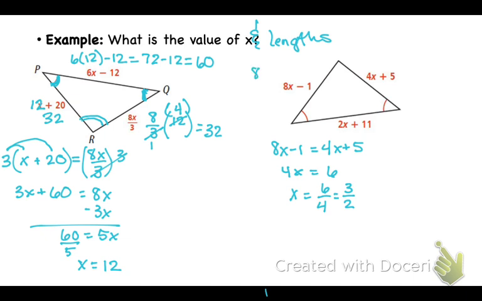So I'm going to have 8 times 3 over 2 minus 1, and 4 times 3 over 2 plus 5. I usually write them all out before I start working them, just because I feel like I'm accomplishing something. And the last one is what? 2 over 3. 2 times 3 over 2 plus 7.